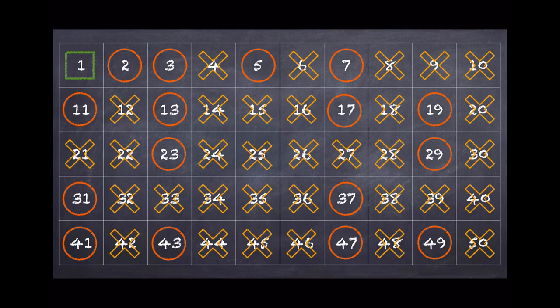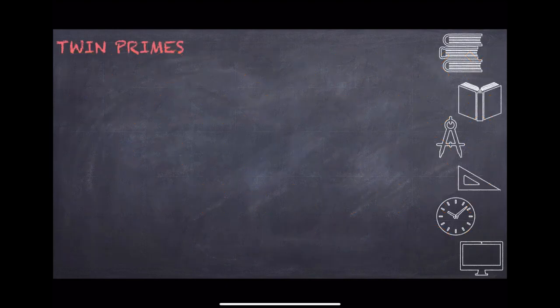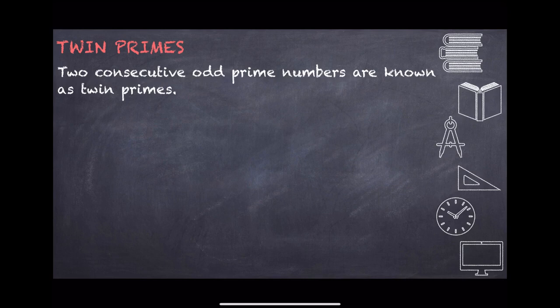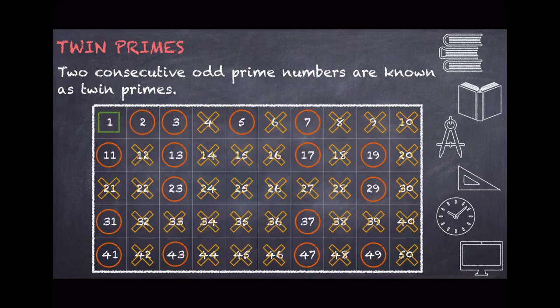I hope you all enjoyed this activity. Now children, let's see what are twin primes. Two consecutive odd prime numbers are known as twin primes. By looking at the sieve of Eratosthenes, can you try to figure out the different twin primes from 1 to 50? Do you think we can call 2 and 3 as twin primes? No, absolutely not. But why? We cannot call them twin primes because 2 is an even prime number.